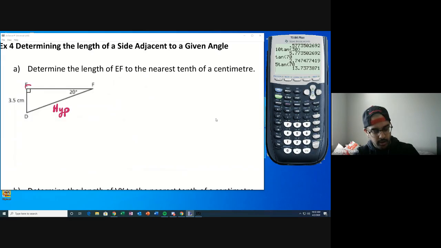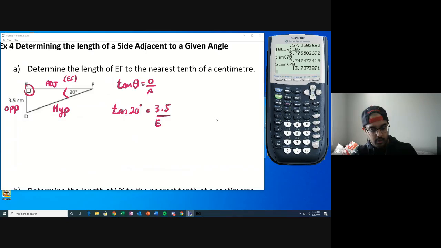So there's my hypotenuse, because there's my right angle. 20 is our reference angle this time. So across from it, that's my opposite. This is a little change from the last one where I didn't know my opposite. This time, I don't know my adjacent, and that's going to be our E to F. Okay, our formula again, tangent theta is opposite over adjacent. So let's fill in everything. I've got an angle of 20. My opposite is 3.5. My adjacent is what I don't know. That's E to F.